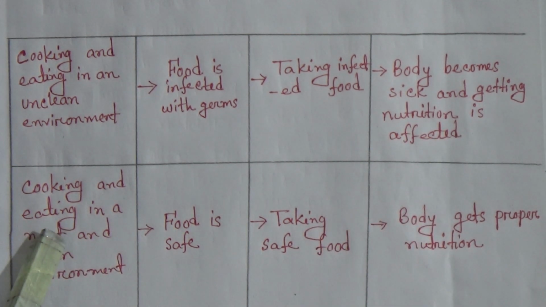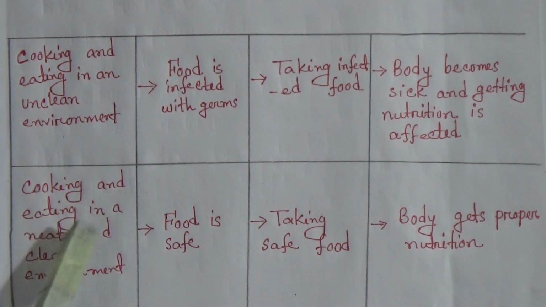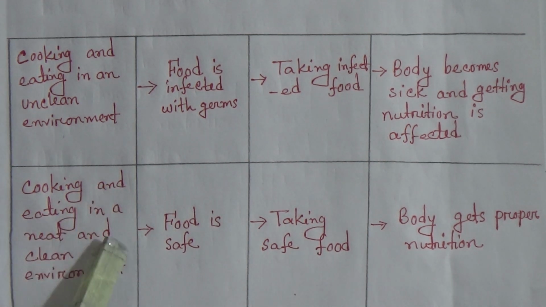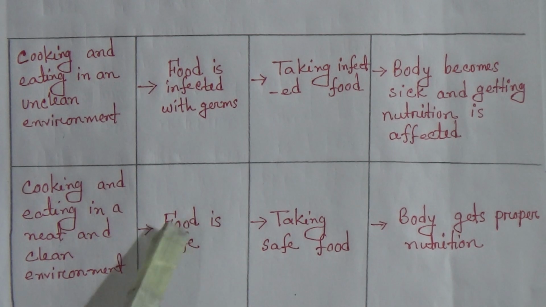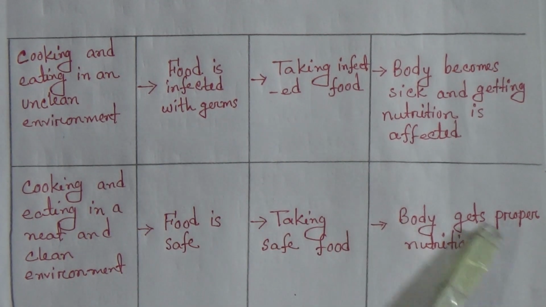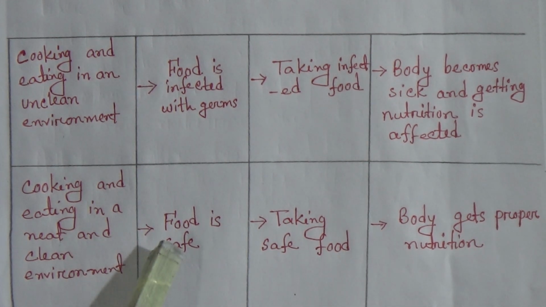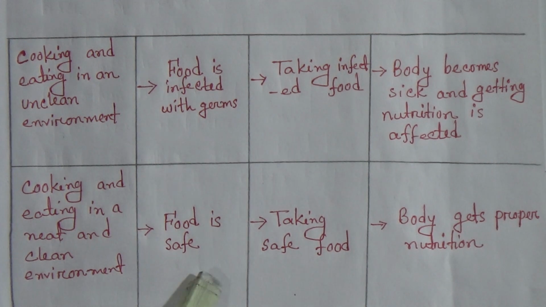And now second point, if we cook and eat in a neat and clean environment, what will happen? Cooking and eating in a neat and clean environment, our food will be safe. After taking food in a neat and clean environment, food will be safe, and by taking safe food, our body gets proper nutrition.